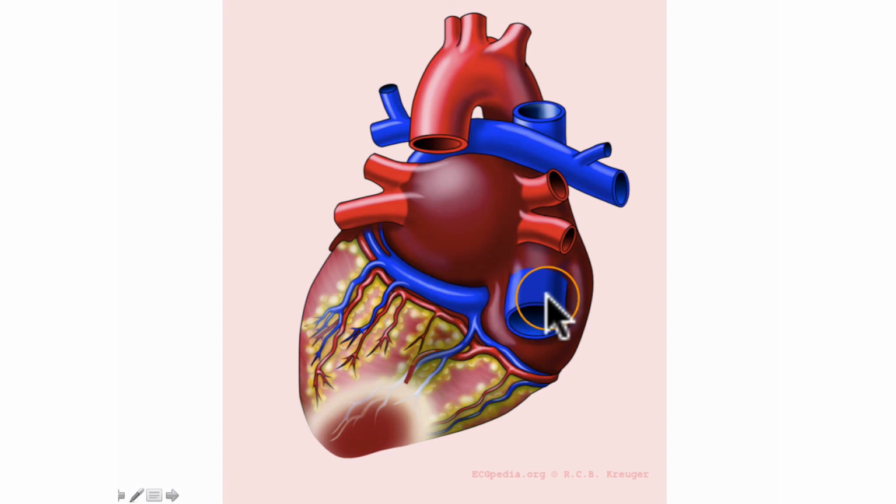This is the inferior vena cava. This is the superior vena cava, bringing oxygen-poor blood to the right atrium. So once again, this is a posterior view, right atrium and left atrium.